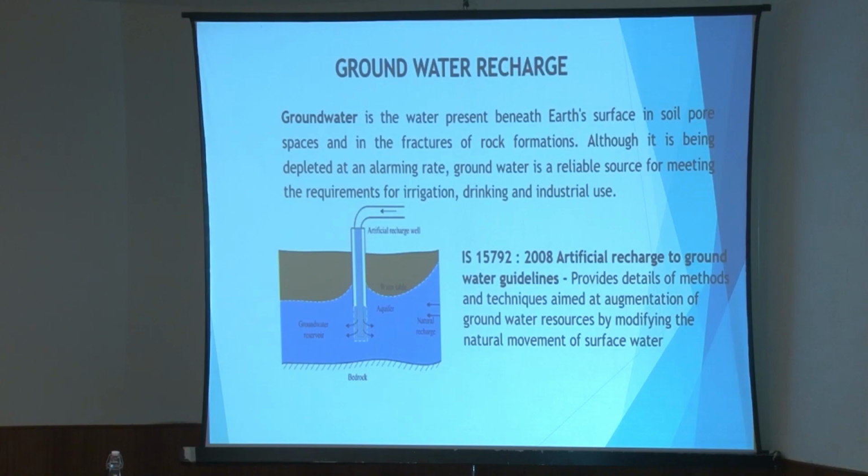So on that basis, IS 15792 2008, that is artificial recharge to groundwater guidelines, provides details of methods and techniques aimed at augmentation of groundwater resources by modifying the natural movement of surface water.